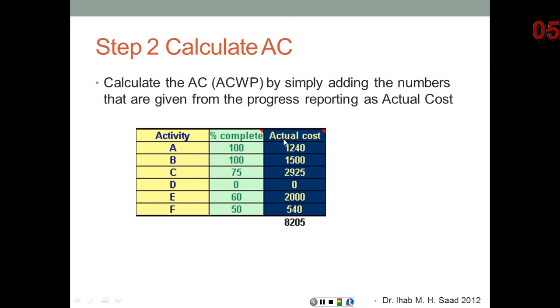Now this is by the end of week 9. This is not at the end of the project because these were collected at the end of week 9. So this is the AC or ACWP by the end of week 9, and that's the first of 3 numbers that we're going to need.